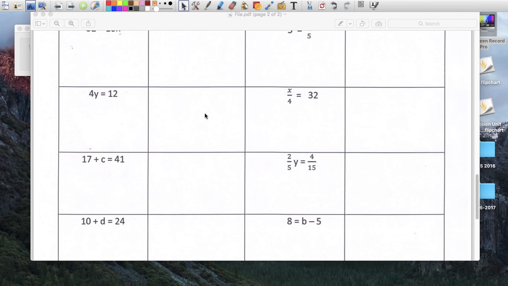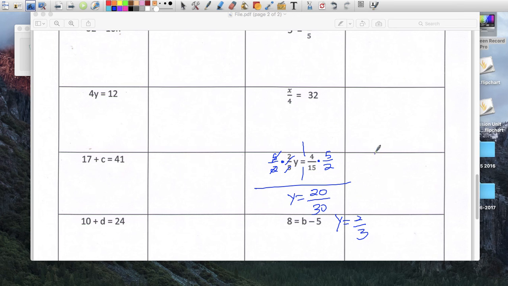Ooh, let's do this one. Okay. This one over here. So, again, my coefficient, the number next to the variable, is a fraction. So whenever it's a fraction, I'm going to multiply by its reciprocal. 2/5 would be 5/2. And on the other side, multiply by the same, 5 over 2. So all this equals just y, because they equal to 1. On this side, I can multiply numerator times numerator, denominator times denominator. 4 times 5 is 20. 15 times 2 is 30. And I can simplify that to y equals 2/3.